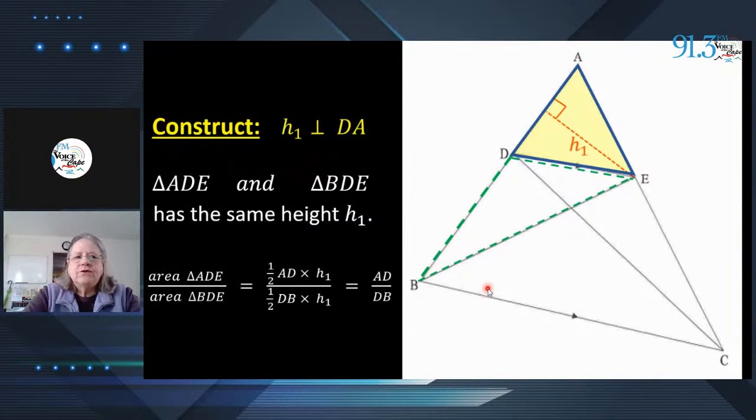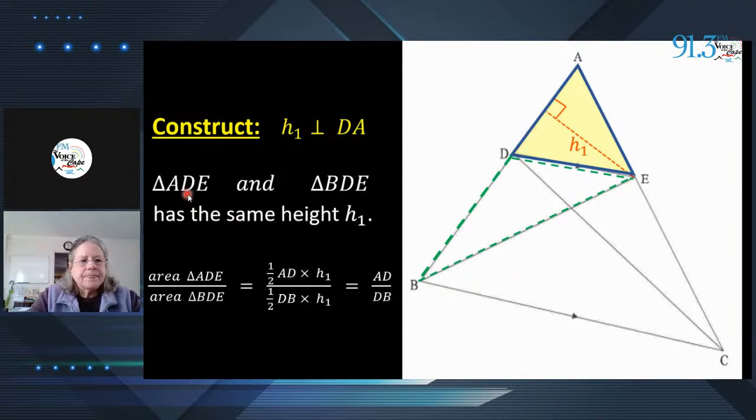Right, now let's jump into the proof of this theorem. Again, DE is your parallel line to BC, and we want to prove that AD to DB is in the same proportion as AE to EC. That is what we want to prove. To do that, we will construct H1 from E perpendicular to DA. So we have H1.